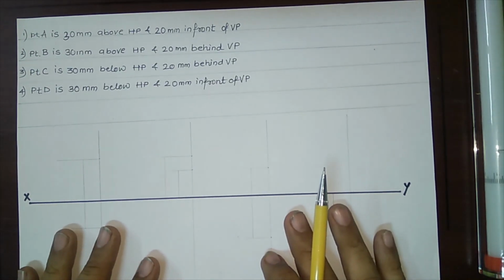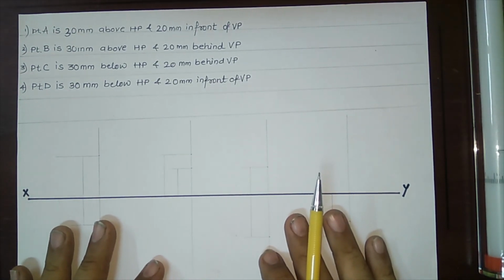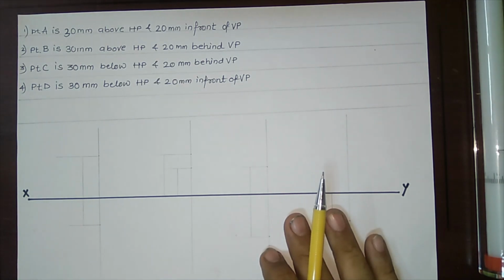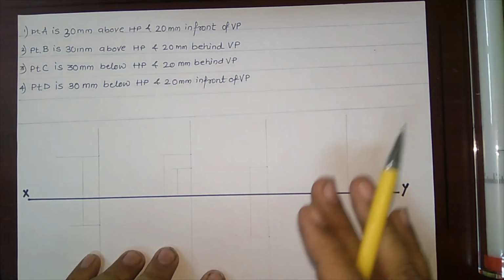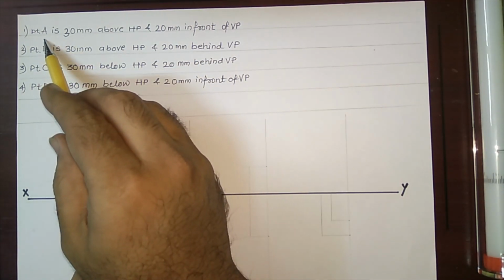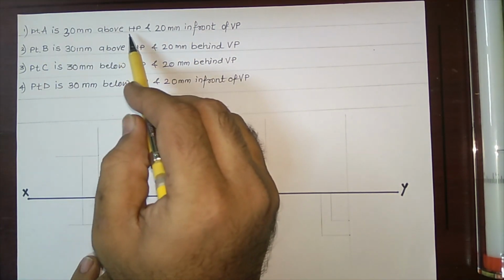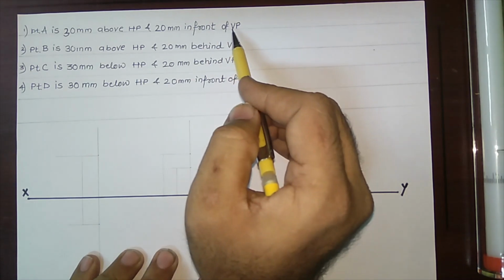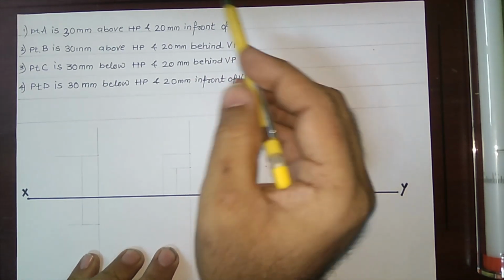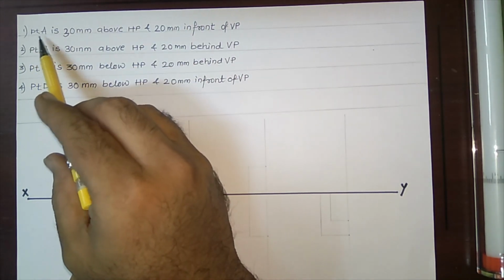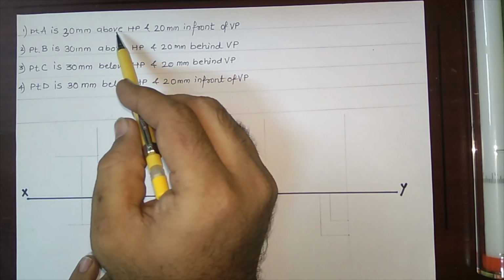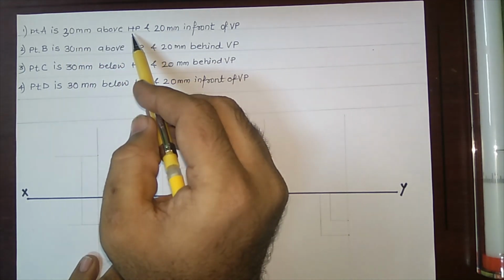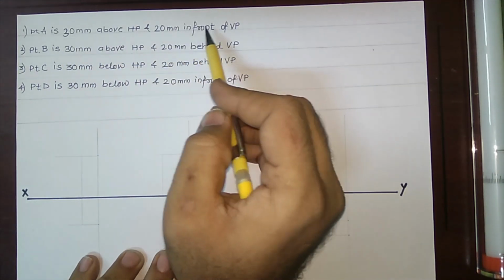Now any point is always represented or defined with respect to both the planes. So simple. If I want to define point A, I have to mention it with respect to HP and with respect to VP. Now see here how I have mentioned it. Point A is 30 millimeter above HP and 20 millimeter in front of VP.